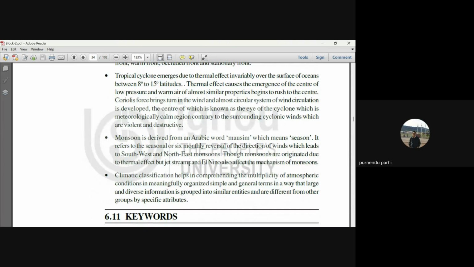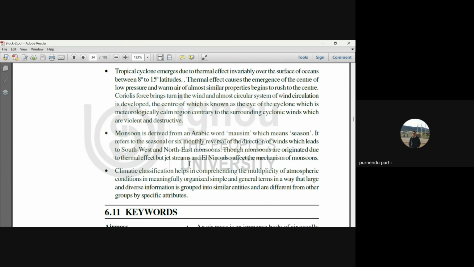Monsoon is derived from the Arabic word mausim, which means season. It refers to the seasonal or 6 month reversal of the direction of wind, which leads to the southwest and northeast monsoon. Though monsoons originate due to the thermal effect, jet stream and El Nino also affect the mechanism of monsoons.